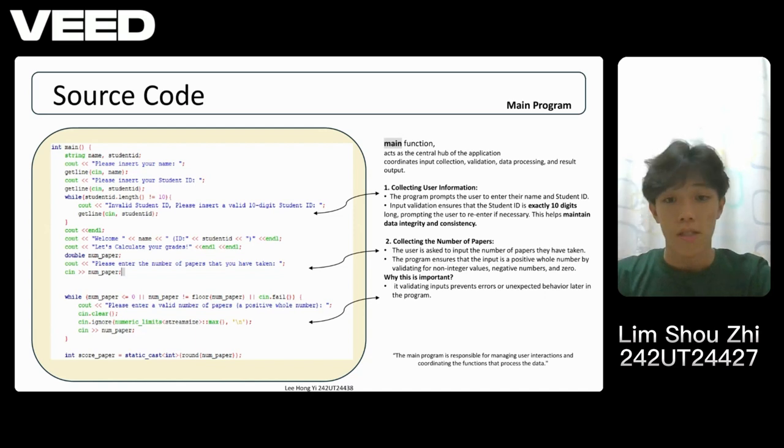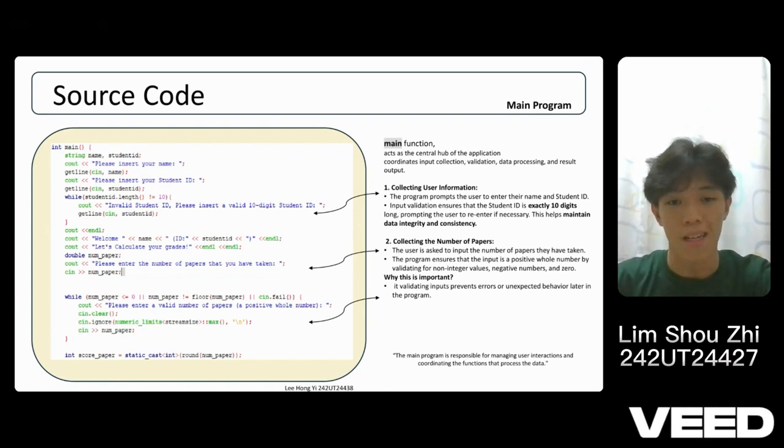So the program begins by collecting basic information such as the student's name and student ID. For the student's name, the user needs to provide their name for personalization. And for the student ID, the program ensures the student ID is exactly 10 digits only. If the input is wrong, the user needs to re-enter it. And the validation step is crucial, so it ensures data integrity and prevents errors.